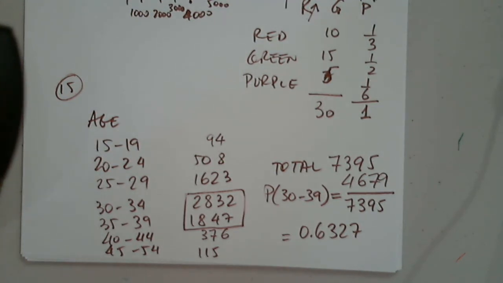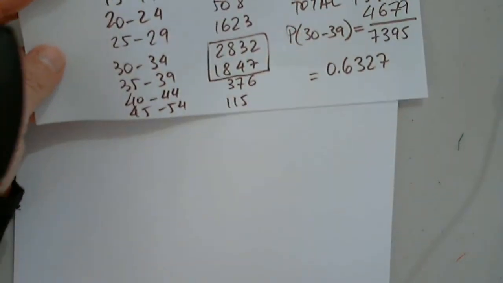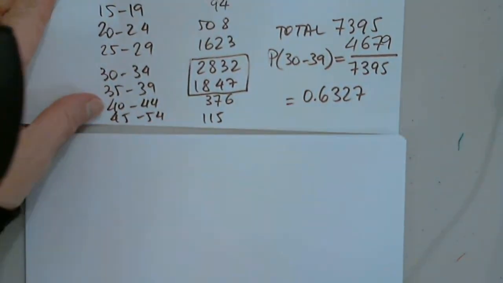Let's see what they want next. Determine the probability that a randomly selected multiple birth for women 15 through 54 involves a mother who was not 30 through 39 years old. So not 30 to 39. That is the complement of 30 to 39. So we do have the probability for 30 to 39. We just determined it.